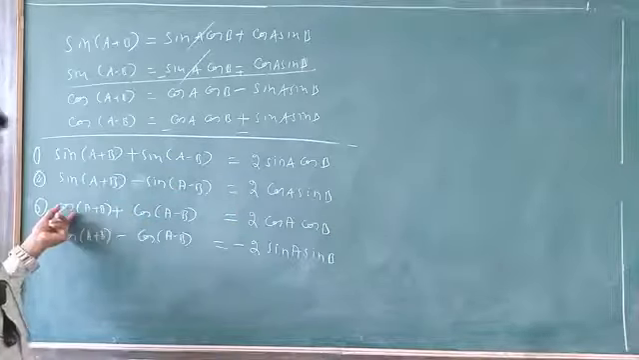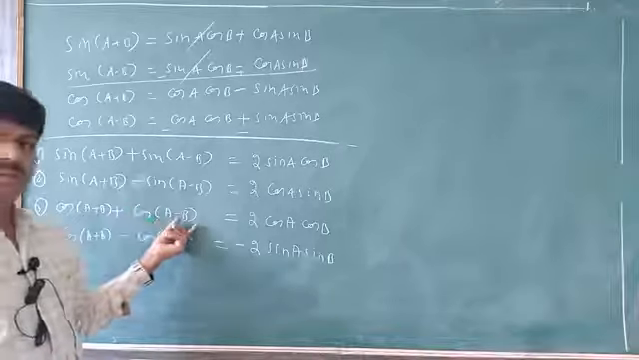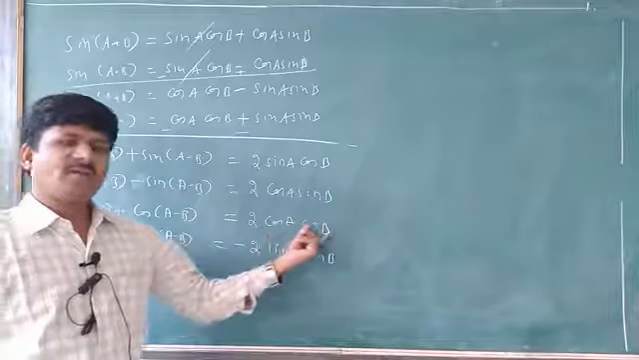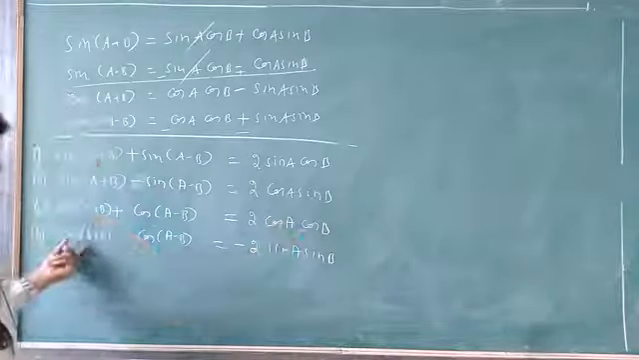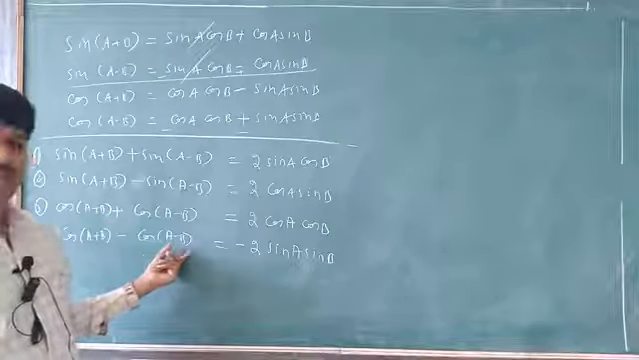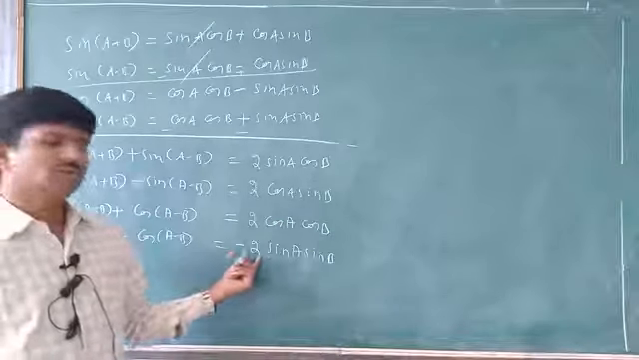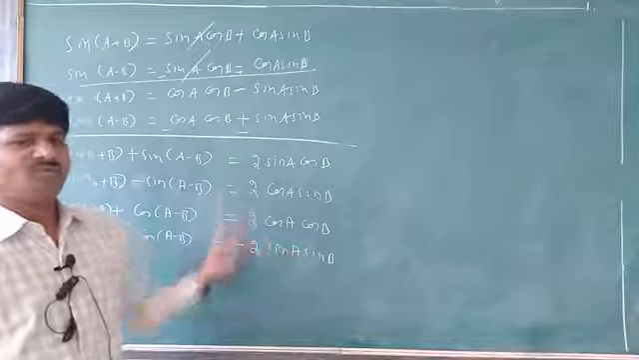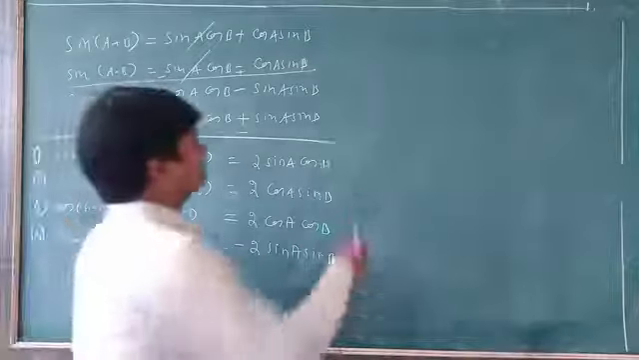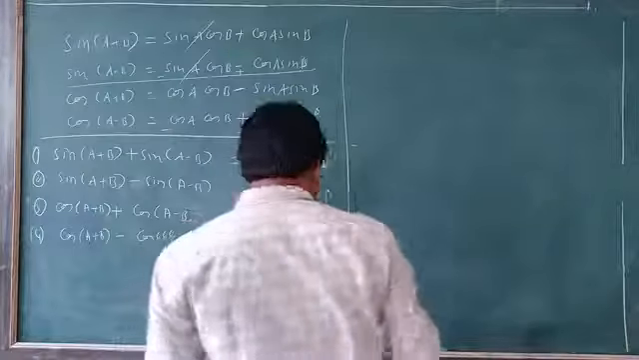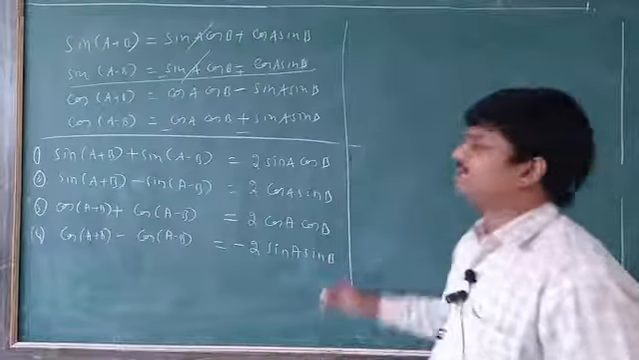Next, cos of a plus b plus cos of a minus b: 2 cos a cos b. Cos of a plus b minus cos of a minus b: minus 2 sin a sin b. Remember these 4 formulas. And next, one more formula. What is the formula it is?